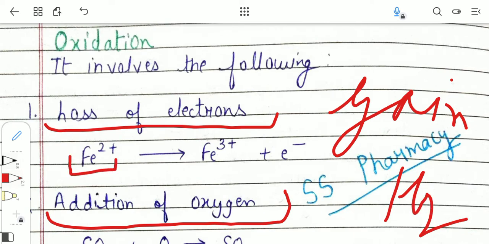As you can see from this example, this ferrous ion lost one electron to form ferric ion. So we said that the substances which can lose one or more electrons, or which get oxidized, are known as the reducing agent or reductant. Here this ferrous ion is our reducing agent or reductant because it loses the electron and itself gets oxidized.